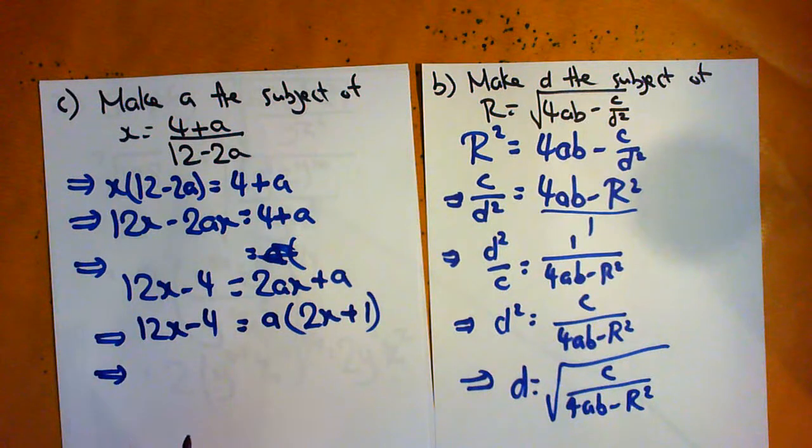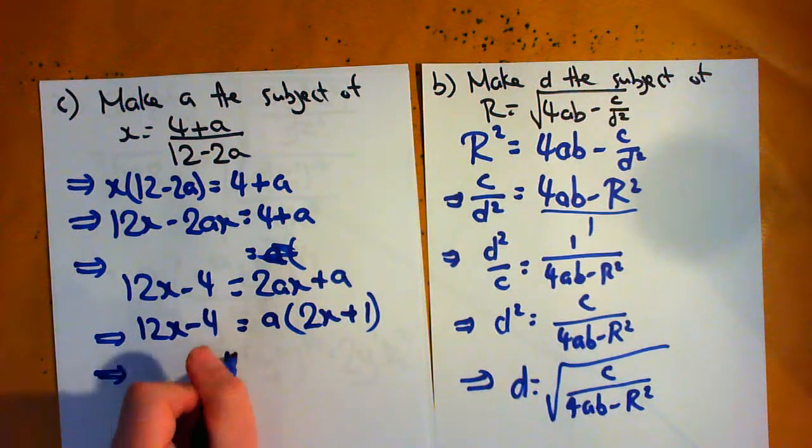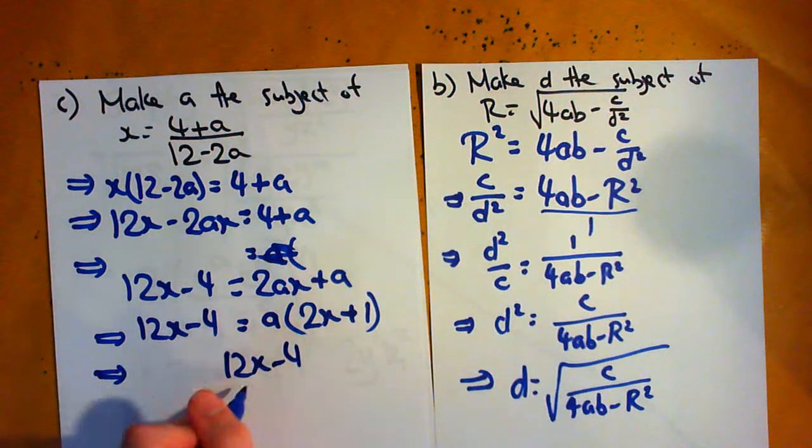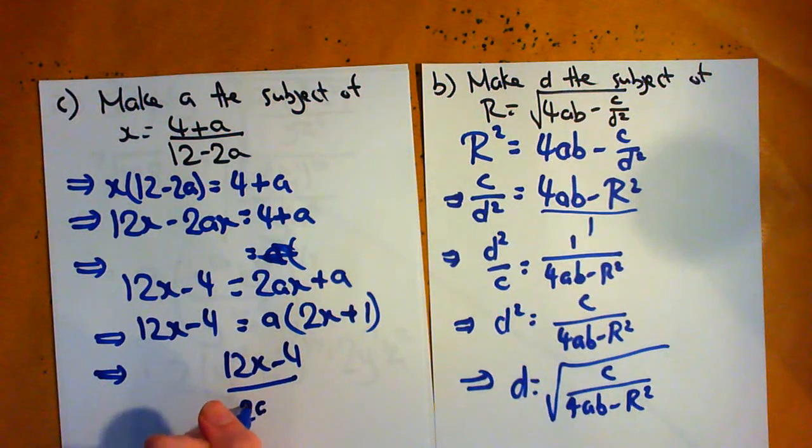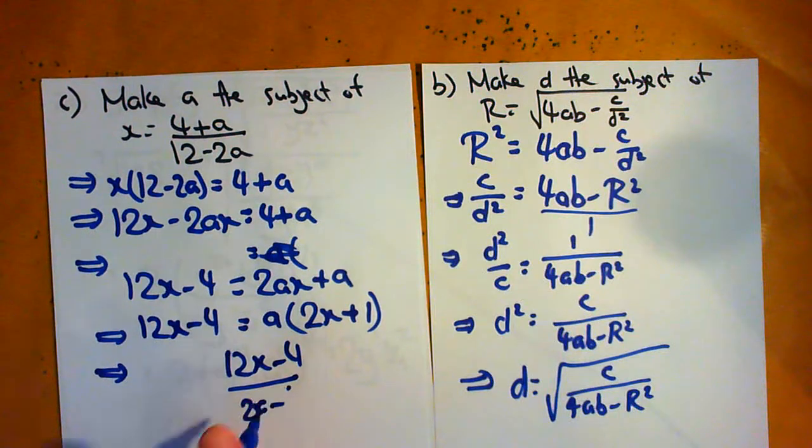And now we can divide through by 2x plus 1, so we get 12x minus 4 over 2x plus 1 equals a, but we really want the a on the left. So that has a the subject.